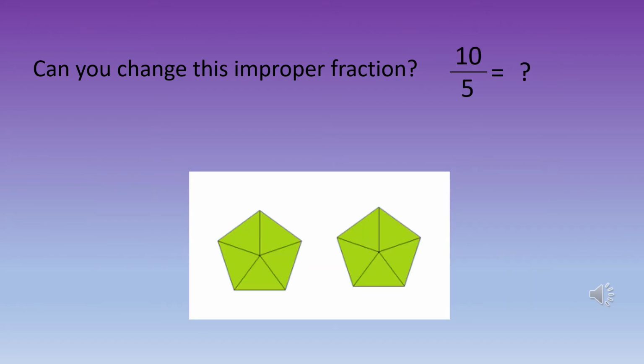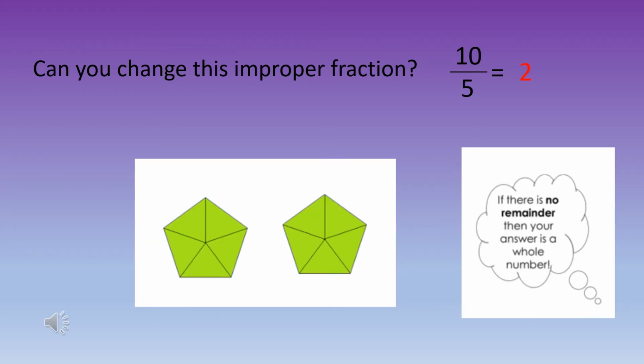Finally, have a go at changing this improper fraction into a mixed number fraction. So your answer is 2. If we look at the diagram, you can clearly see that all 5 parts of the first diagram are shaded in, giving you 1 whole. And on the second part of the diagram, again, all 5 parts are shaded in, giving you another whole, which totals 2 wholes. If there is no remainder, then your answer is going to be just a whole number.